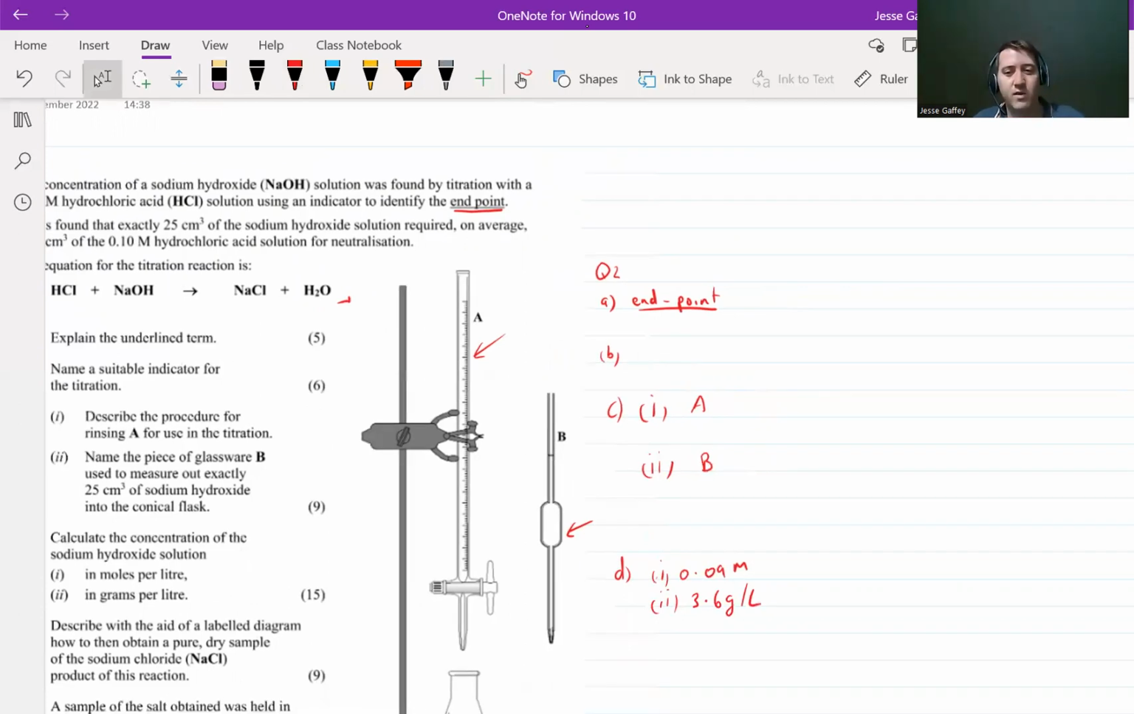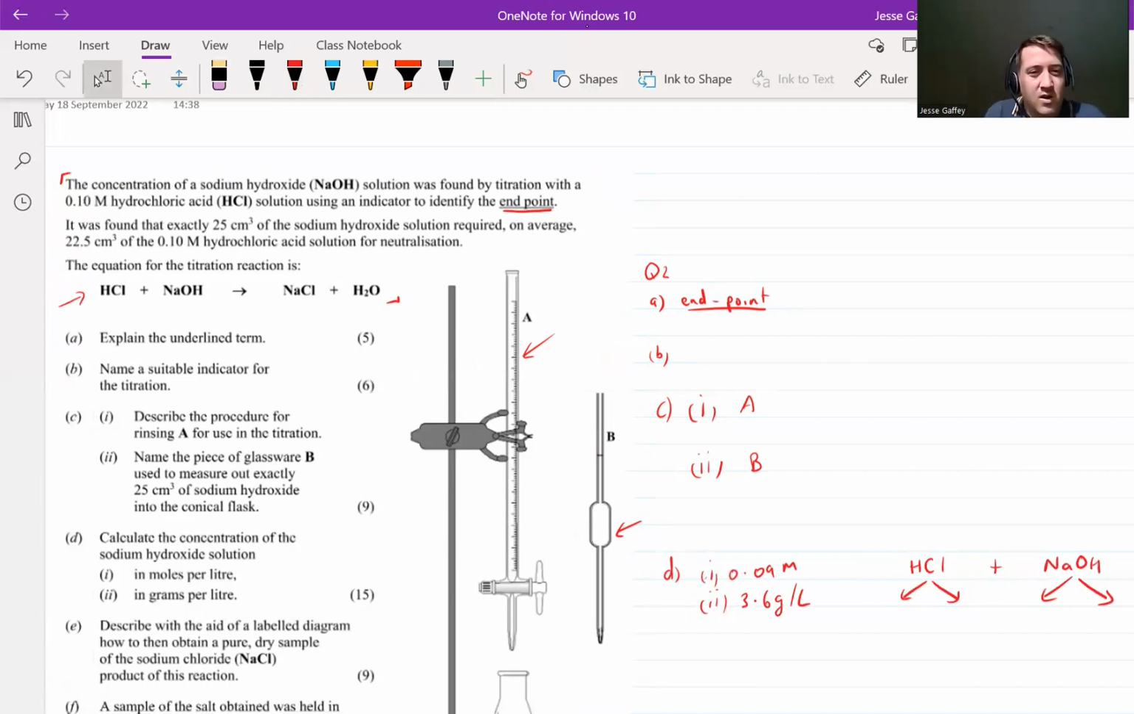The first thing we should do is write down the two reactants. It's HCl plus NaOH. Then we want to use arrows to show our concentration and our volume in liters used in each titration for each of these. So from the information up here, let's pick out what we need. I'm seeing that it's 0.1 molar hydrochloric acid, and on average we use 22.5 centimeters cubed. I need my volume used in liters, not in centimeters cubed.